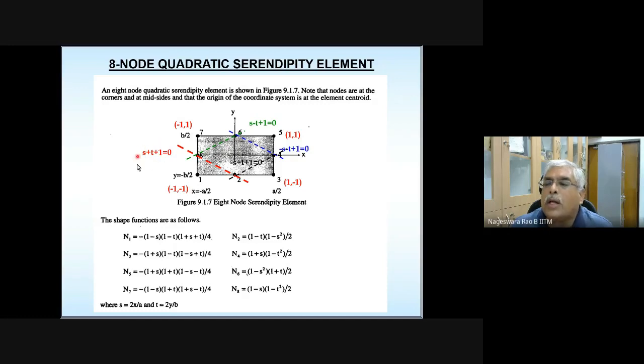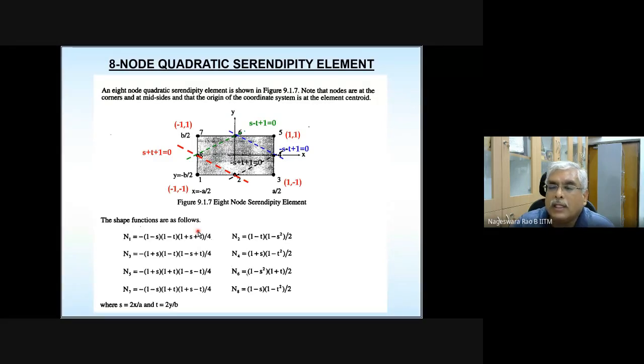So I need to include this term also in N1. If I include this term, I can satisfy the condition that N1 is going to be 0 at nodes 2 and 8. Now I don't have any other nodes; there are only 8 nodes, so I have satisfied all of them. So the N1 expression should contain s minus 1, t minus 1, and s plus t plus 1. These are the things that need to be there in the shape function expression for node 1. Okay?